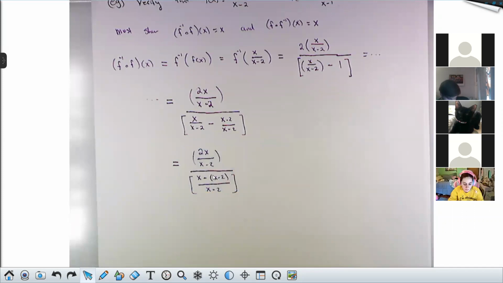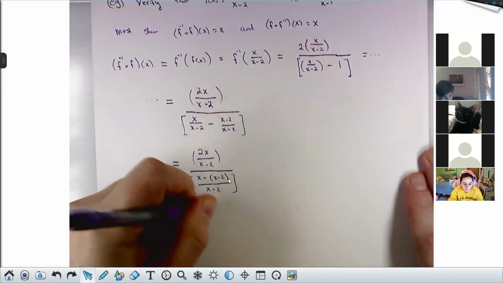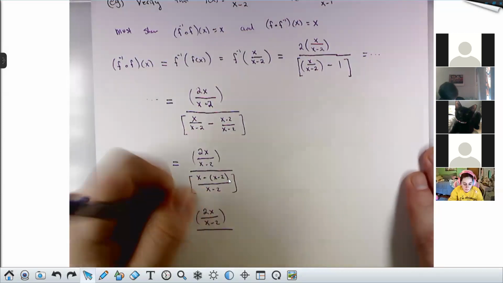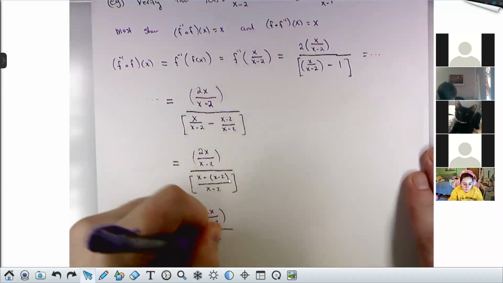I'll tell you what people forget. People forget these parentheses right here. Remember, the tops and bottoms of all fractions are always thought of as being in parentheses. So if I'm going to subtract this from this, the numerator is x minus all of this numerator. These little parens here are something people forget. Now, we're almost done simplifying the bottom. The top is still 2x over x minus 2. The bottom is x minus x plus 2, which is 2 over x minus 2.